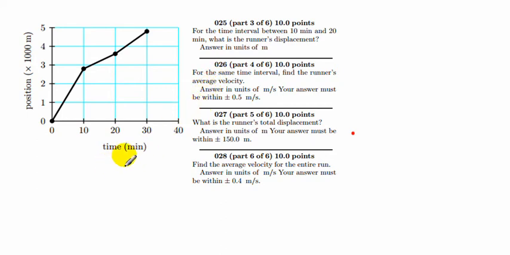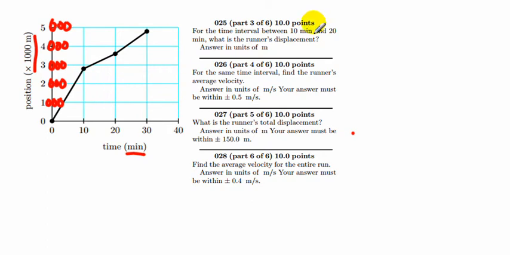I think the main issue with these is that you're not looking at what's on the axis. So I'll show you what I mean. This is saying the position is given in times 1,000 meters. So this is not 1, this is 1,000. This is not 2, this is 2,000. This is not 3, 3,000. And you're going to have a different graph than this on your homework, but it should look very similar.